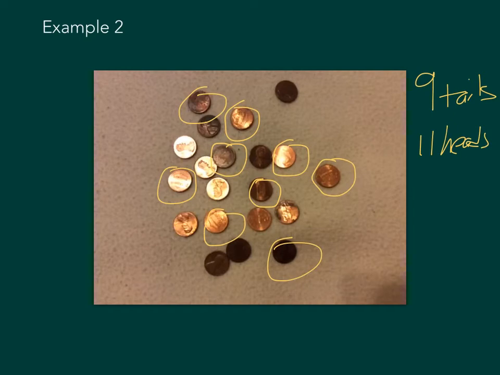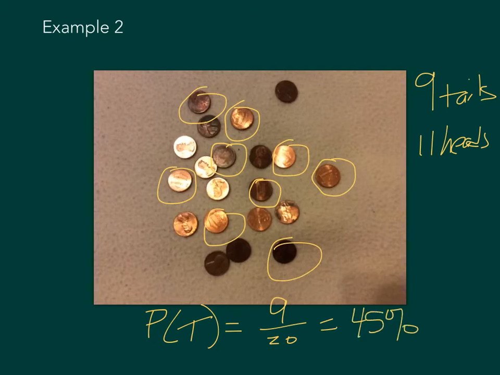If we do the experimental probability, let's write this down here. Probability of tails: we had 9 actual tails over 20 possibilities, which is the same as 45%. The theoretical probability was 50%, so it was almost what we predicted it would be, but not exactly. And that gives you an example of theoretical versus experimental probability.